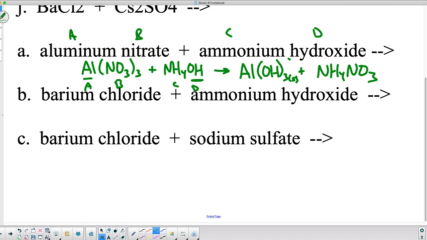Now all I have to do, once I've identified the solid, is finish the reaction by balancing it. I have 3 NO3s over here and only 1 over here because there are no parentheses, so I put a 3 in front for my NH4NO3. That gives me 3 NH4s, so I put a 3 in front here to give me 3 NH4OHs. I have 3 OHs here and 3 OHs here, so that works, 1 Al and 1 Al. That's it, and we're all balanced. That's a 1-3-1-3 reaction. Notice the solid.